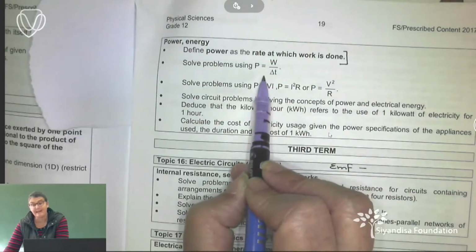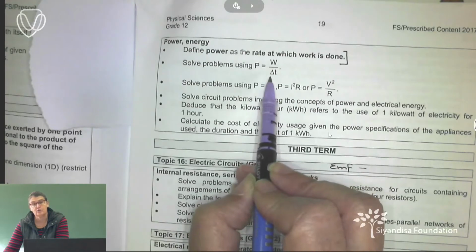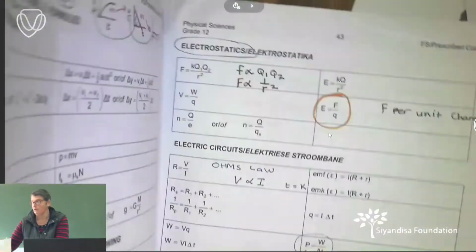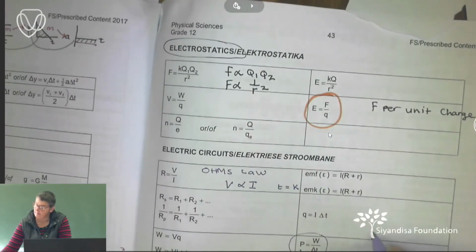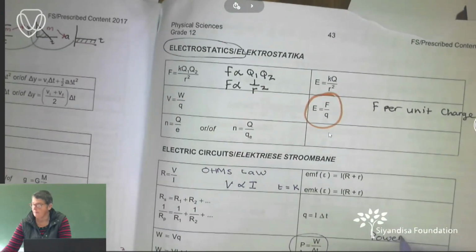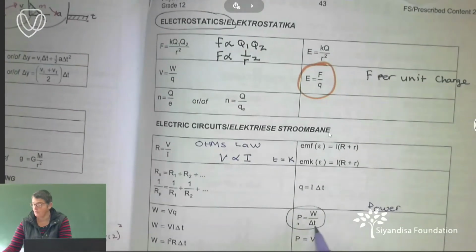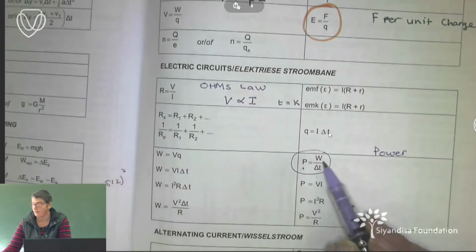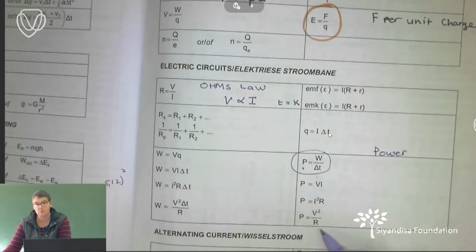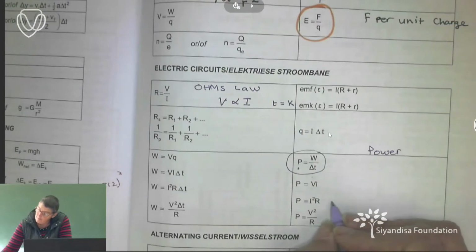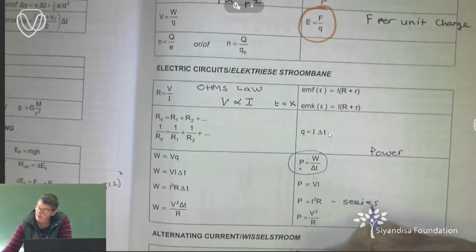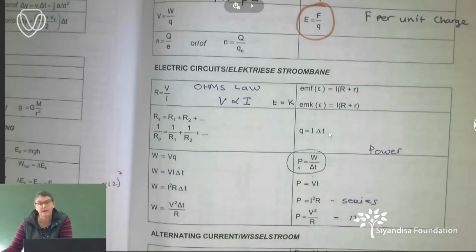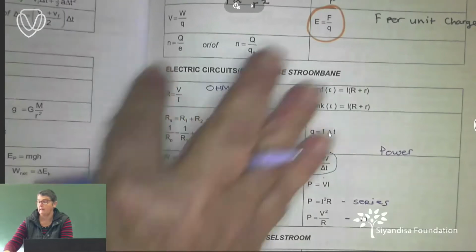That formula is on our data sheet as well. So maybe you can just go and remind yourself that that is power. And power is equal to the rate of change of work. In other words, it's work done divided by the time. There are then other formulas that we have here as well. Normally, we would use this one in a series circuit and this one in a parallel circuit. We're going to look at why now.